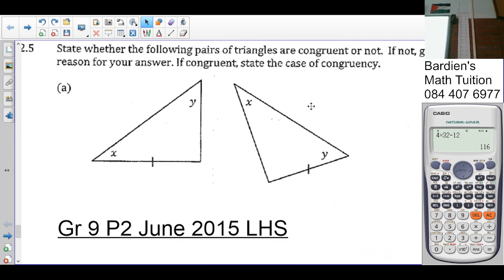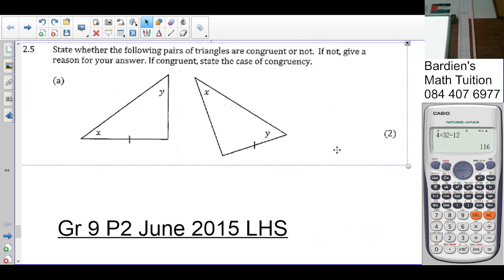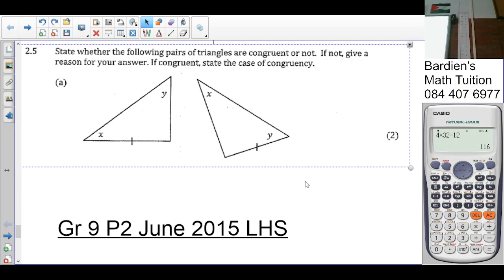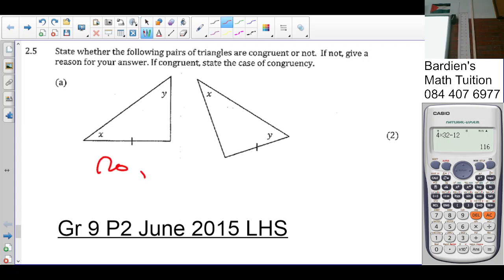Right, next one. State whether the following pairs of triangles are congruent or not. If not, give a reason for your answer. If congruent, state the case of congruency. Right, congruent or not? Not. Why? You see, opposite that angle that is marked is not the same as that here. So you say the corresponding angles are not lying on the required spot, or whatever you want to say.